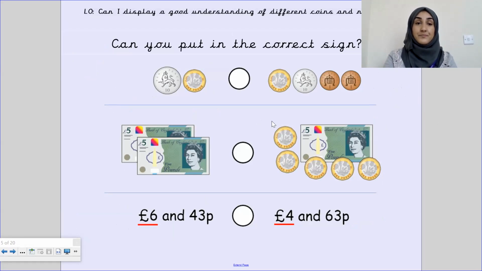Okay, next one. Can you put in the correct sign? So remember, we are using the more than, less than, and equal to sign. So what I would like you to do is pause the video here, count how much money is on each side, and then use the correct sign. Off you go, guys.